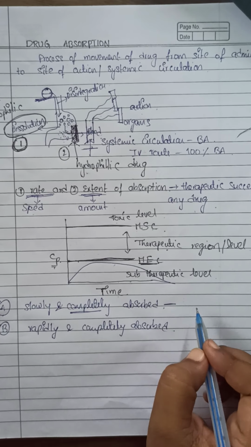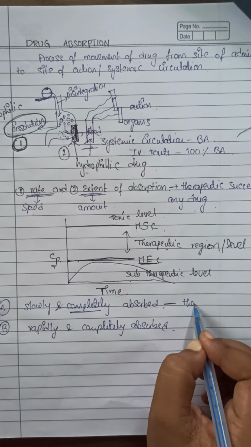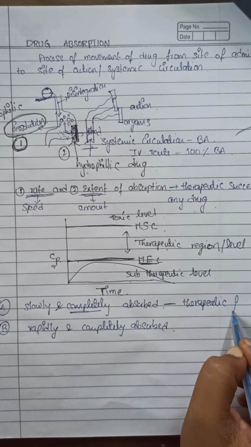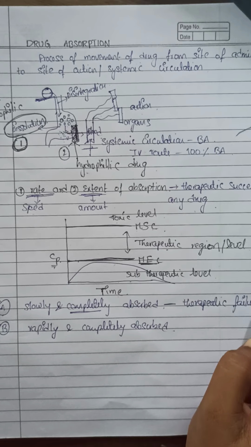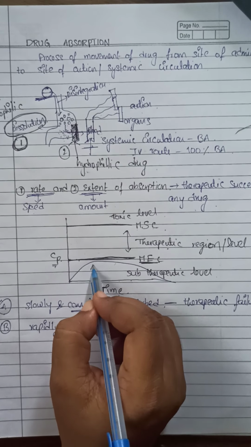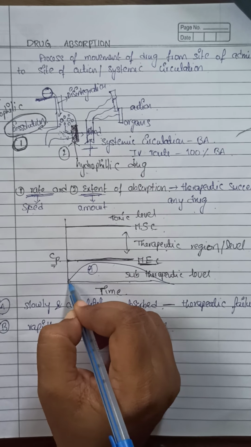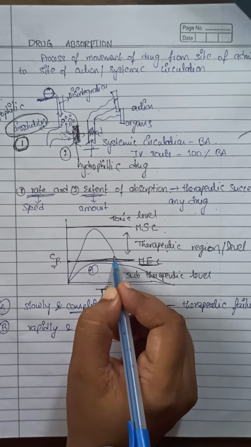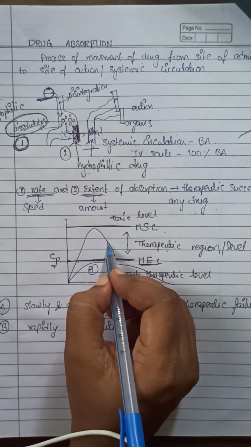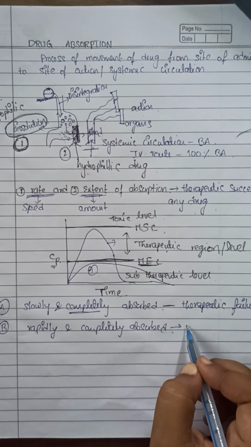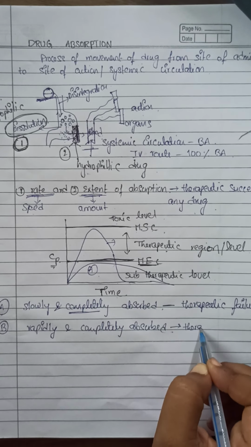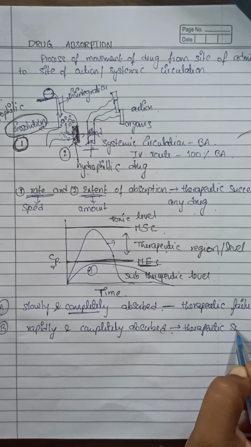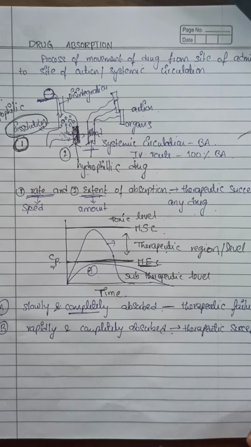It indicates therapeutic failure, which leads to therapeutic failure. Whereas B drug, which is rapidly and completely absorbed, is showing a therapeutic action. So here a therapeutic success will be observed. It indicates there is a therapeutic success.